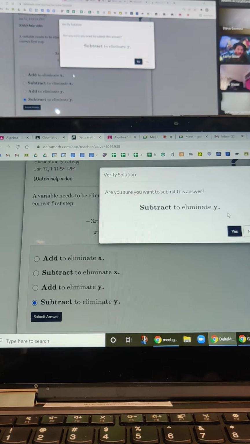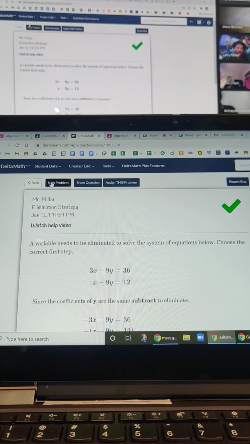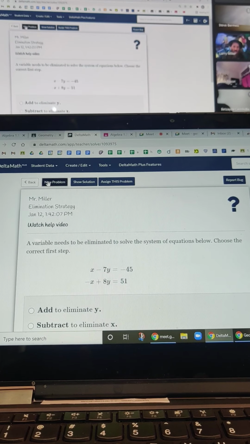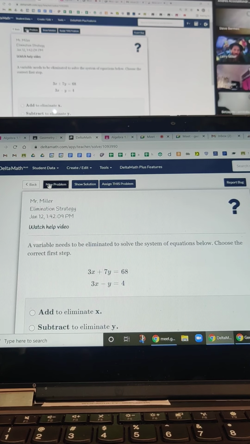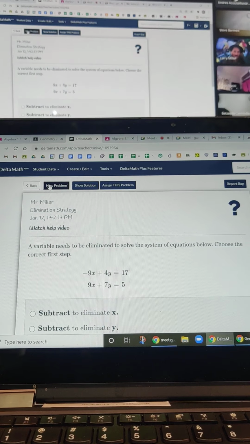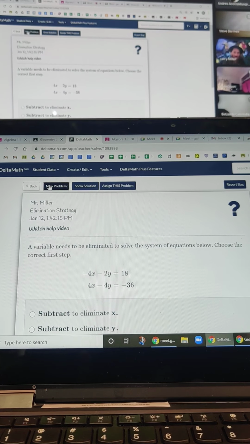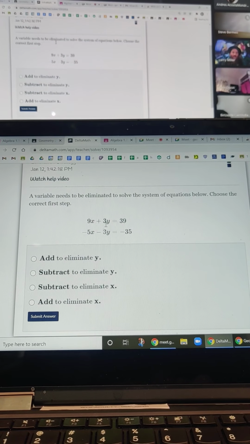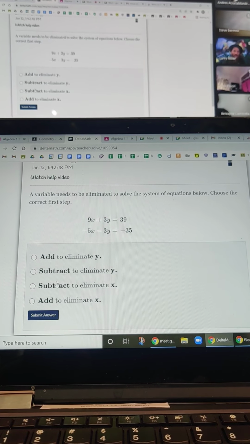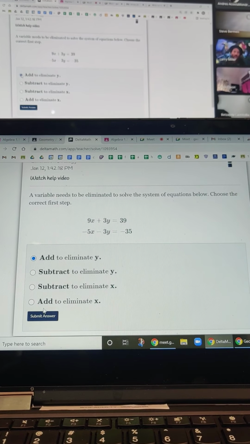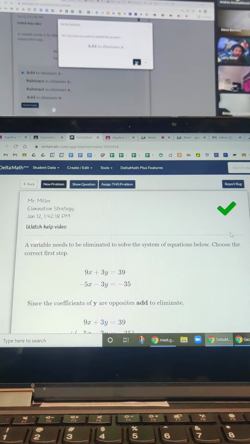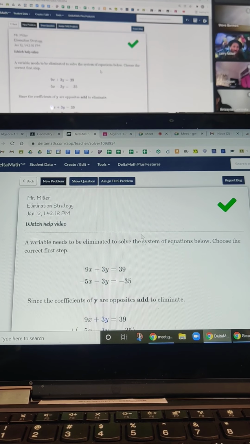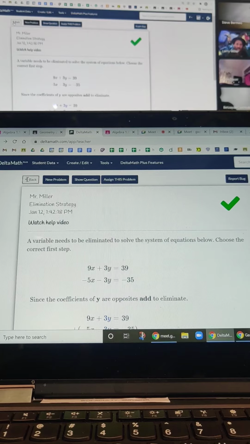And there's only one we haven't done yet. We haven't added to eliminate y. So let's see if we can find one of those. There we go. So these, the y's are matched up, they disappear. So we are adding to eliminate y. And again, tomorrow we'll get into the actual nuts and bolts of doing this. But that's it for now. That's all you have to do. So stop.